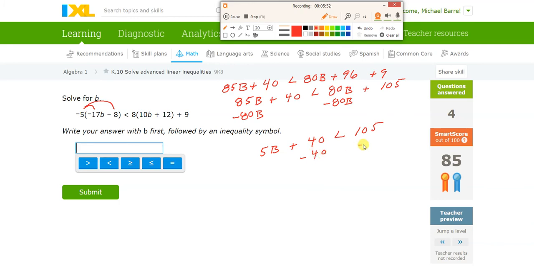Subtract 40 from both sides. That gives me 5b is less than 65, and now I'm going to divide both sides by 5. B is less than 13.